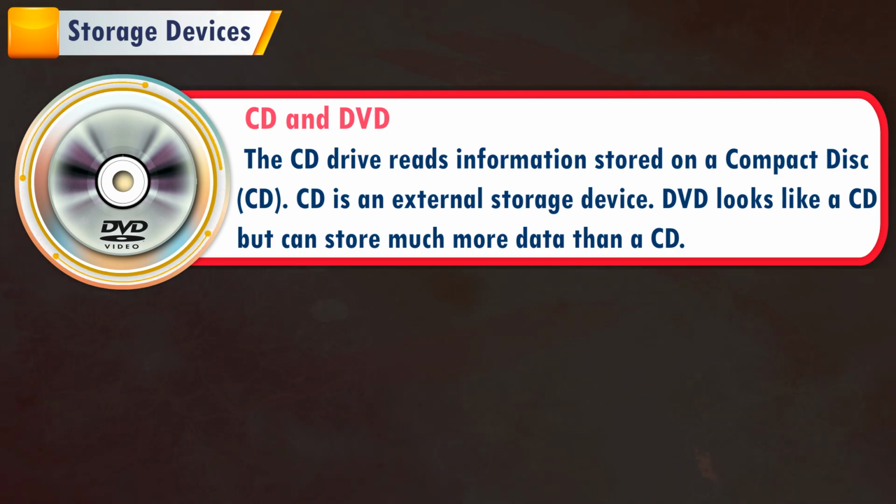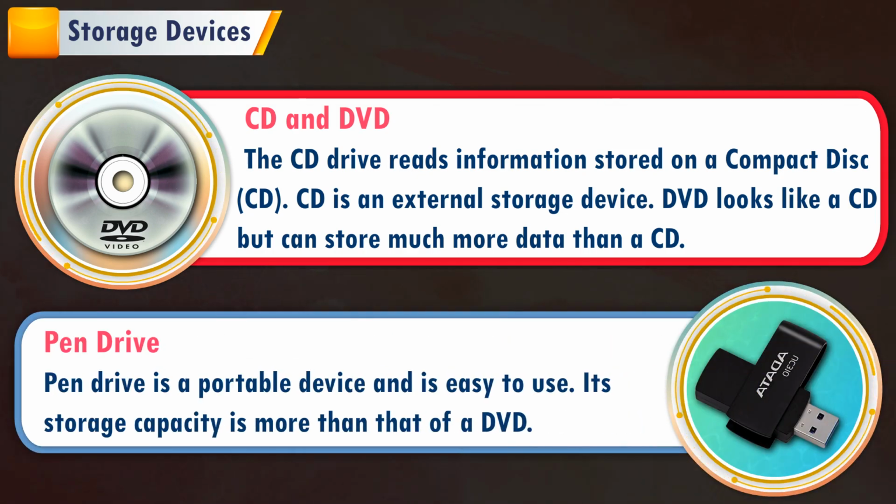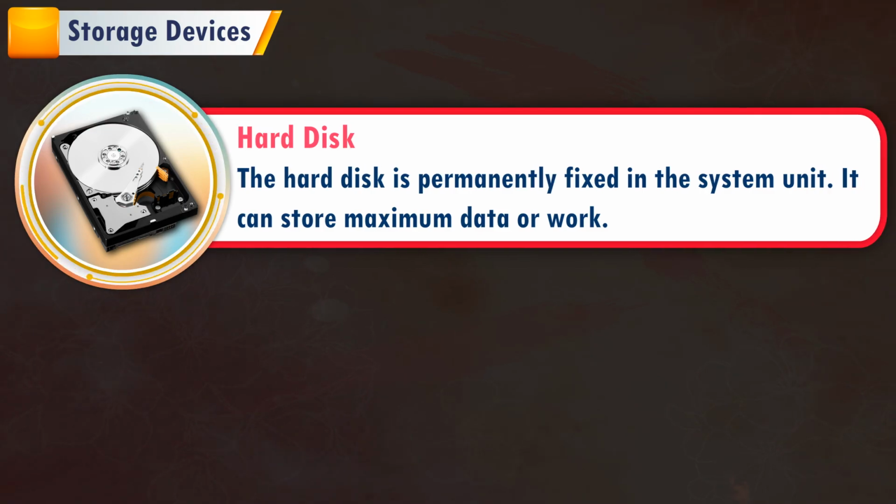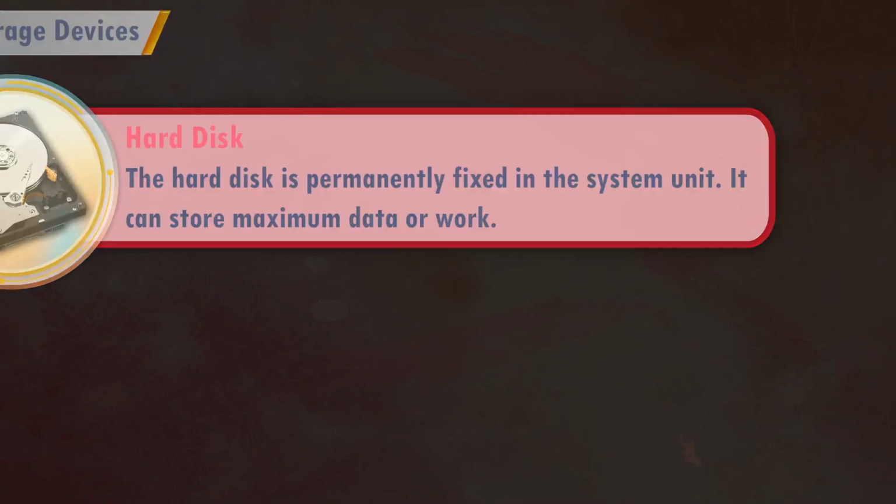CD and DVD. The CD drive reads information stored on a compact disc, CD. CD is an external storage device. DVD looks like a CD but can store much more data than a CD. Pen drive. Pen drive is a portable device and is easy to use. Its storage capacity is more than that of a DVD. Hard disk. The hard disk is permanently fixed in the system unit. It can store maximum data or work.